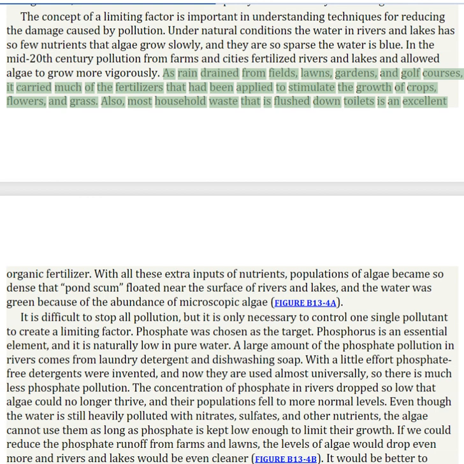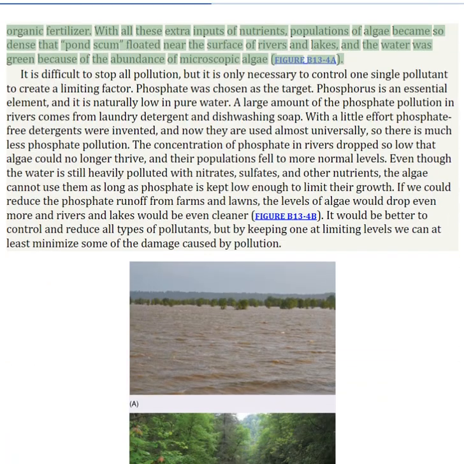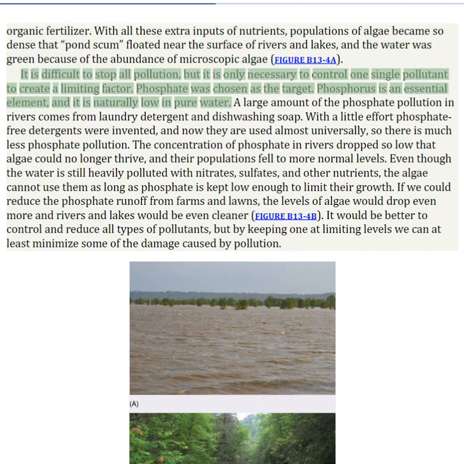Also, most household waste that is flushed down toilets is an excellent organic fertilizer. With all these extra inputs of nutrients, populations of algae became so dense that pond scum floated near the surface of rivers and lakes, and the water was green because of the abundance of microscopic algae. It is difficult to stop all pollution, but it is only necessary to control one single pollutant to create a limiting factor. Phosphate was chosen as the target.